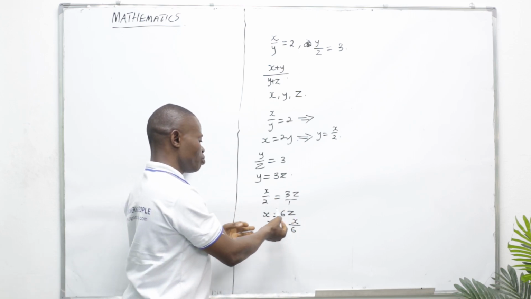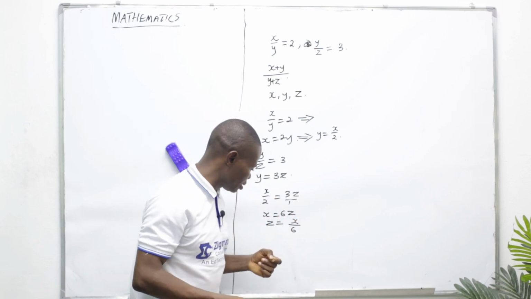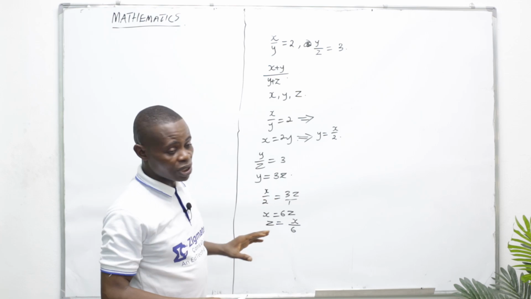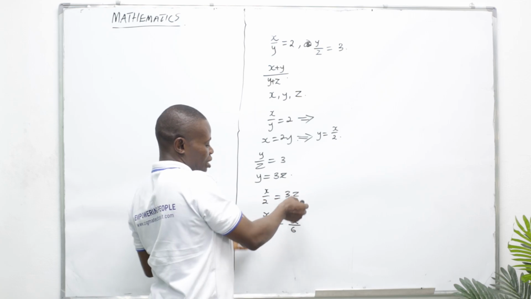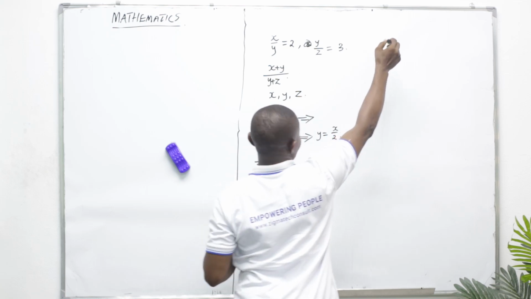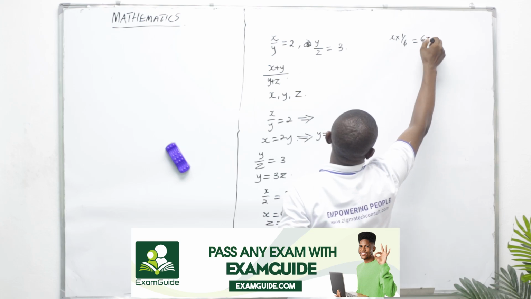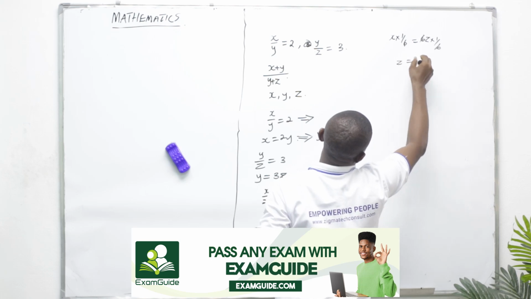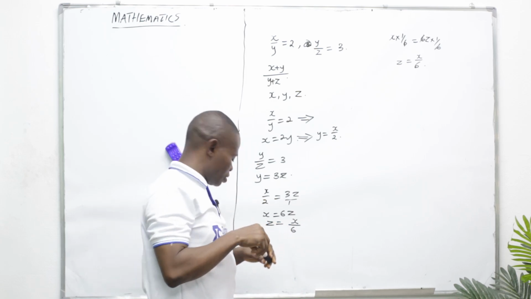How? When I want to make z subject of the formula, it simply implies that the number attached to z will be eliminated. Or you can say the multiplicative inverse of 6z is what? 1 over 6. That is, x multiplied by 1 over 6 equals 6z multiplied by 1 over 6. You can see that z equals x all over 6. So that's how I came about this x all over 6.